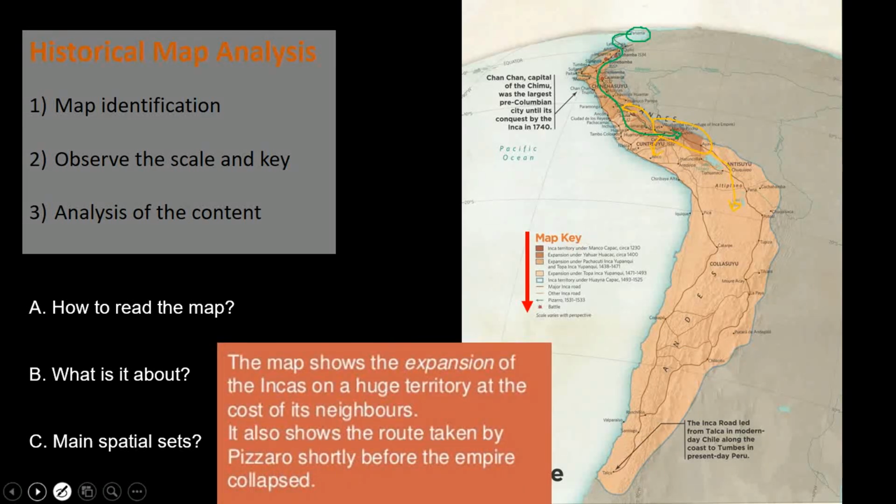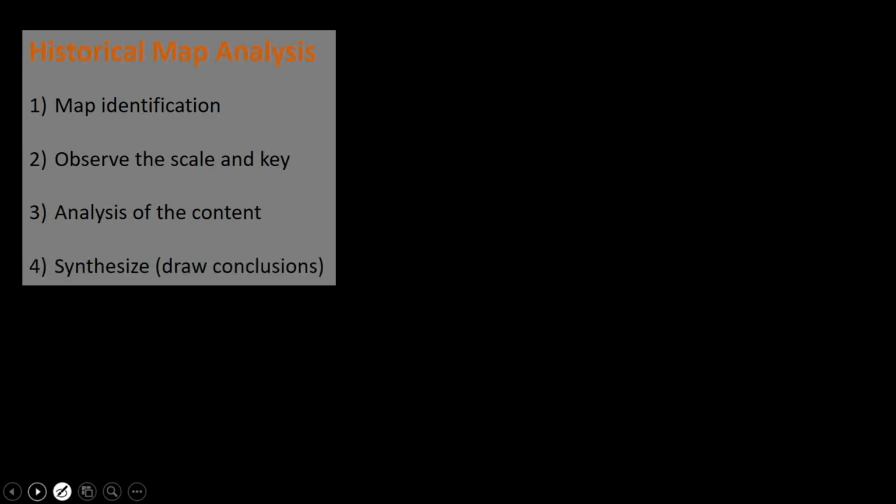So this is the summary. The map shows the expansion of the Incas on a huge territory at the cost of its neighbors. We don't really see who those neighbors are, but we can imagine that. It also shows the route taken by Pizarro shortly before the empire collapsed.